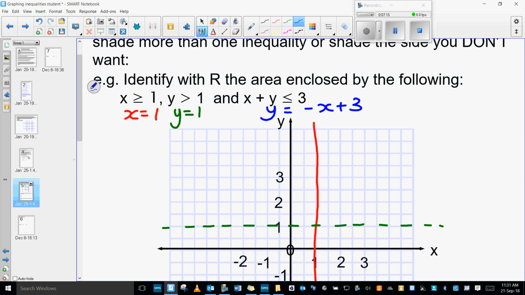So that tells me I've got a y-intercept of 3, and I have a gradient of negative 1. So that means I'm going down 1 across 1. Down 1 across 1. And am I going to draw a solid or dotted line? Solid.